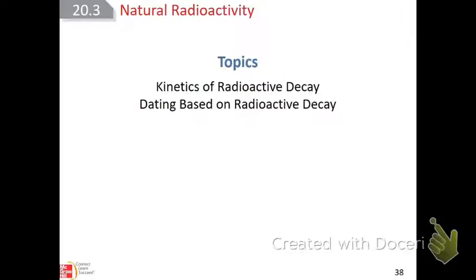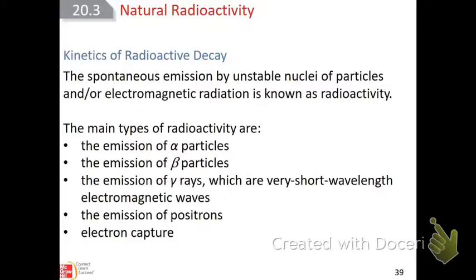Here we go. Kinetics of radioactive decay. I'm more concerned with us being able to do the reactions and then being able to do the half-lives. So this is what I care that you can do right here.